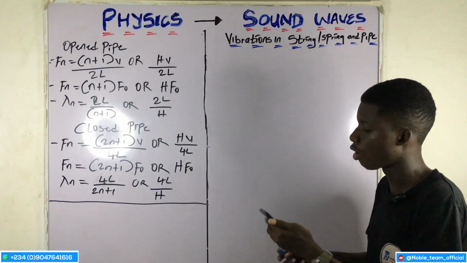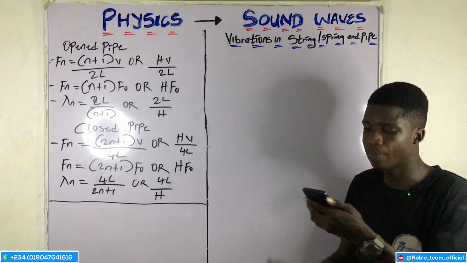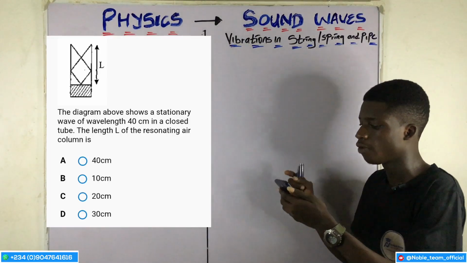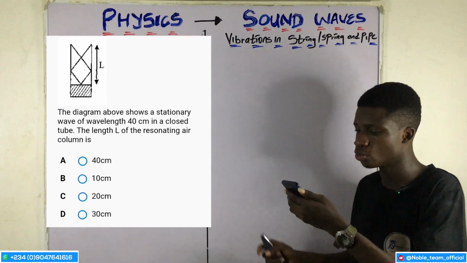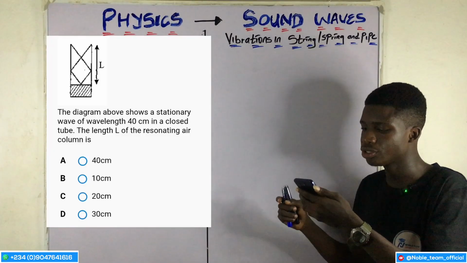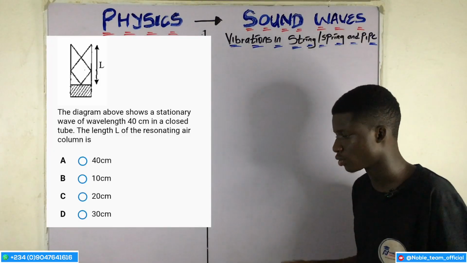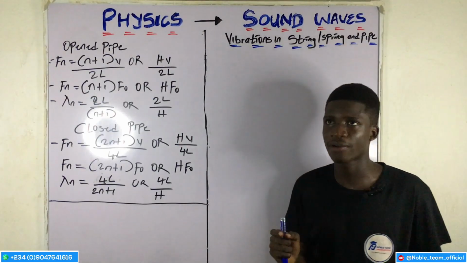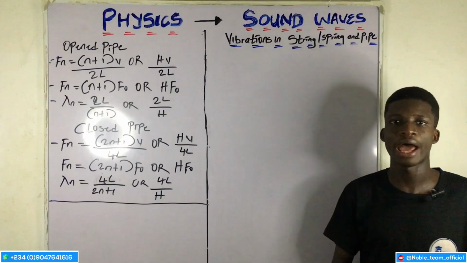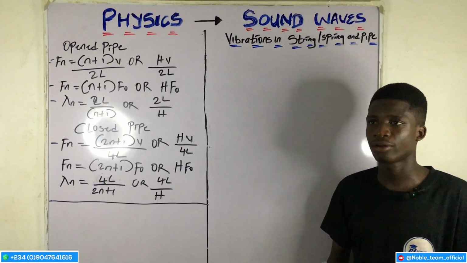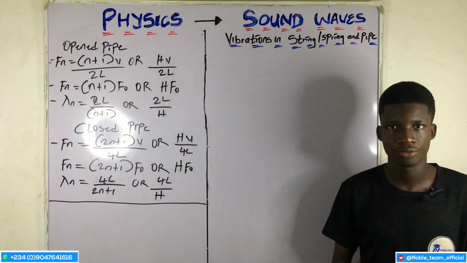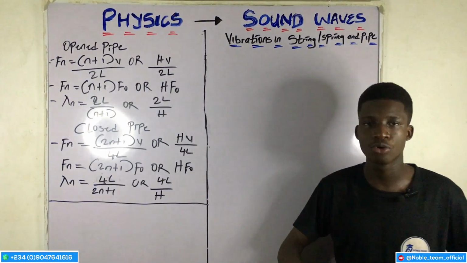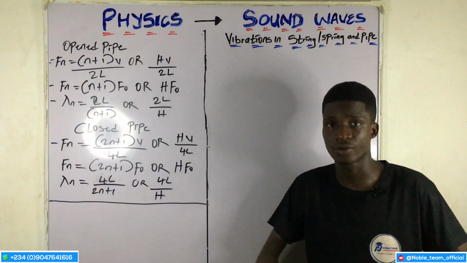Now question 4. Question 4 says the diagram above shows a stationary wave of a wavelength 40 centimeter in a closed tube. The length of the resonating air column is what? Now let me explain something. Take note that progressive wave can also be called traveling wave, and standing wave can also be called a stationary wave. When you say that something is stationary, something that is not moving. When you say something is progressive, something that is moving, from the word progress. Okay, good.